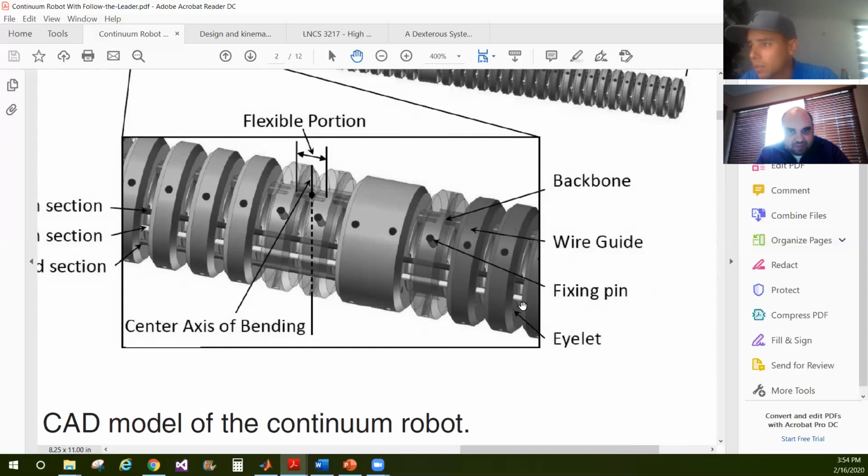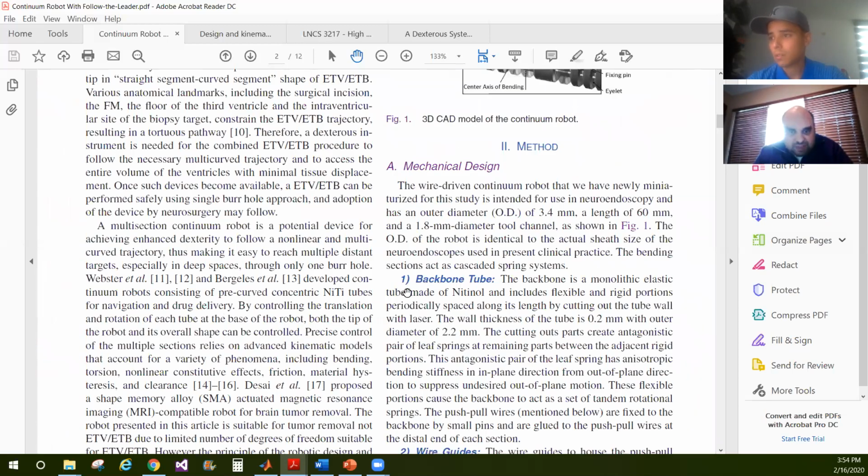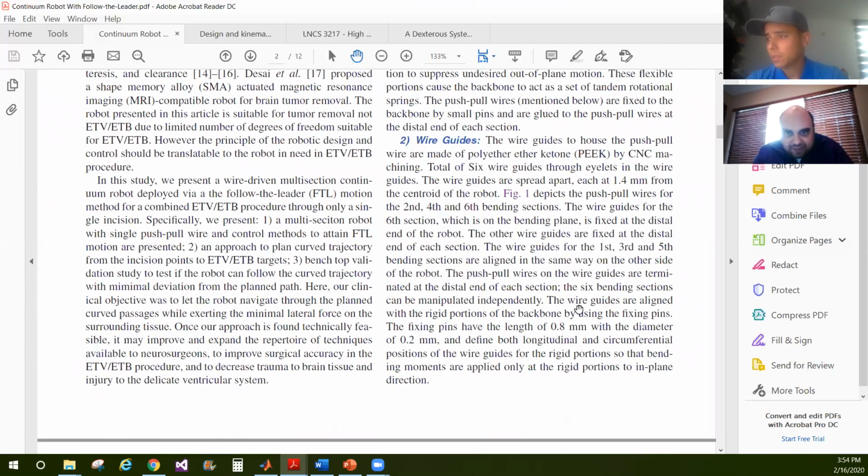Okay. Eyelet. Because he has an eyelet here in front of the second section, wire that goes all the way to the second section. Right. So this is just a hole where the wire goes through. So fixing pin. Well, I don't understand what the fixing pin is. Let's go again. Let's read that part again, yes.